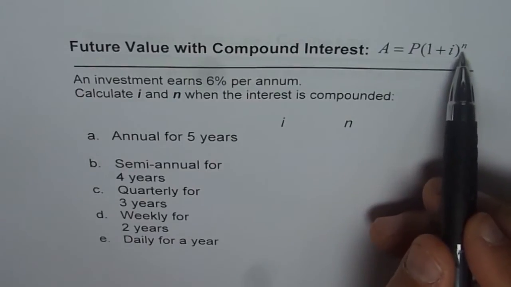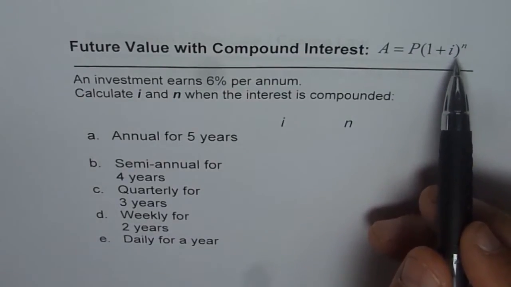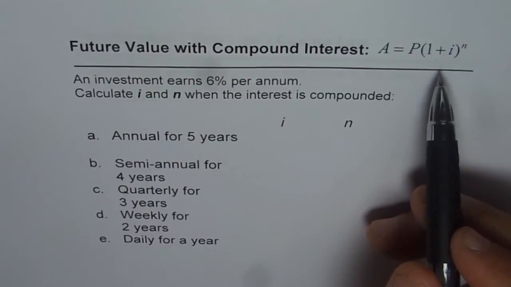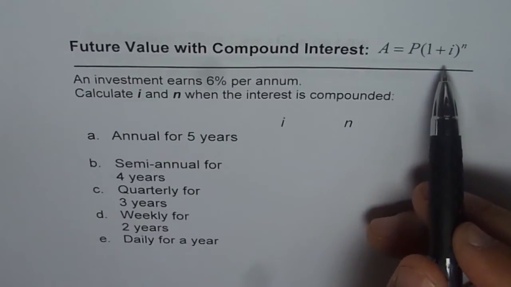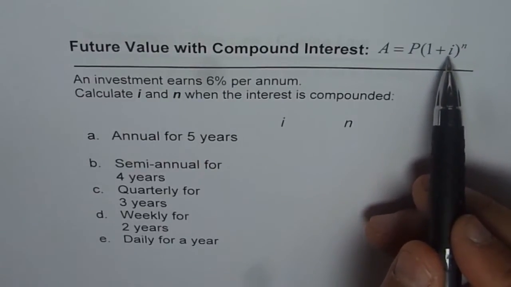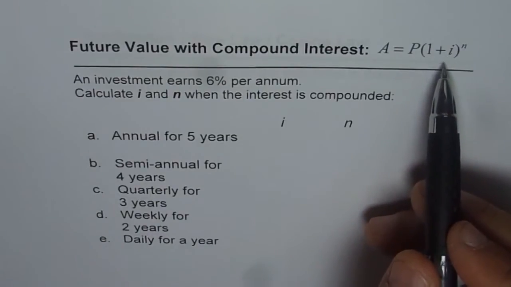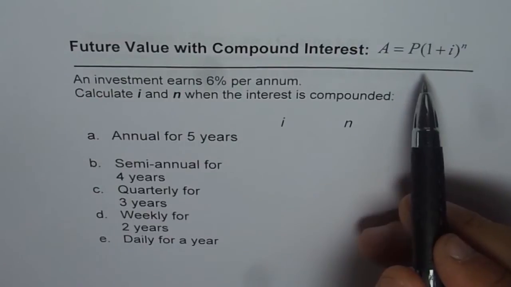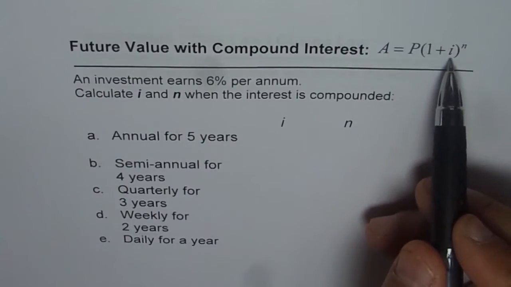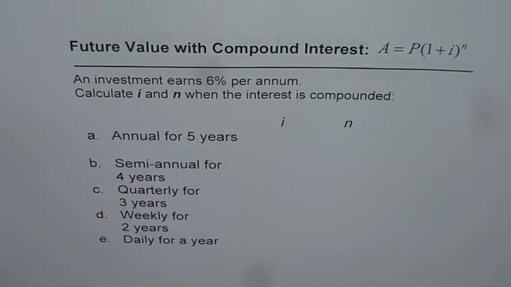So the number of compounding periods will really depend on the type of compounding. If the compounding is quarterly, then there will be 4 in a year, right? So if there are 5 years, then 4 times 5. And I, the interest during the compounding period, will also have to be calculated, because normally you are given interest per annum. So if the compounding period is quarterly, you have to divide that interest rate per annum by 4, right? So this exercise will help you understand it in more detail.